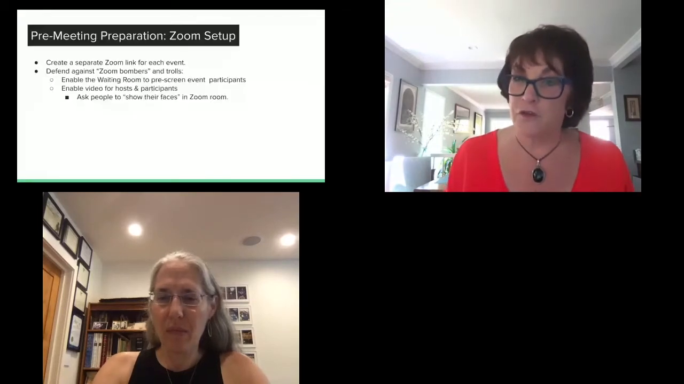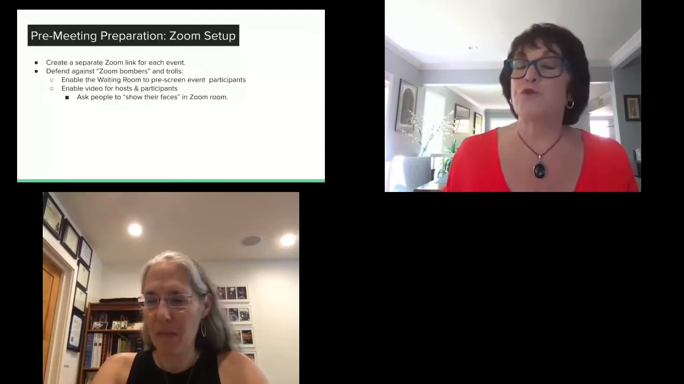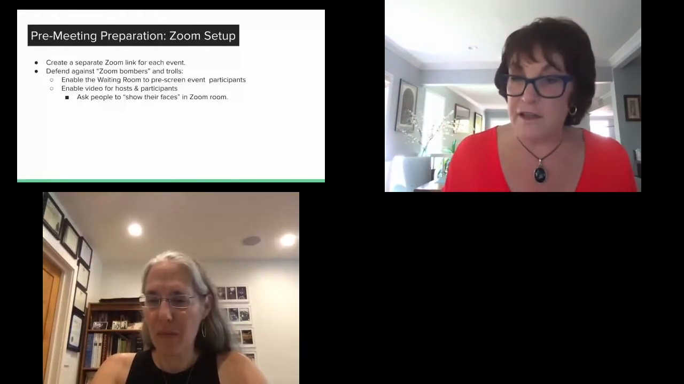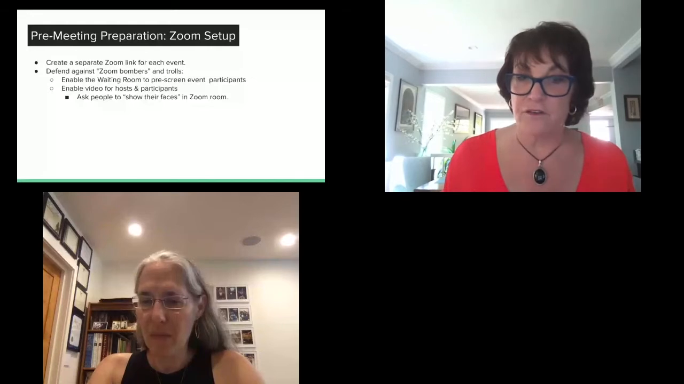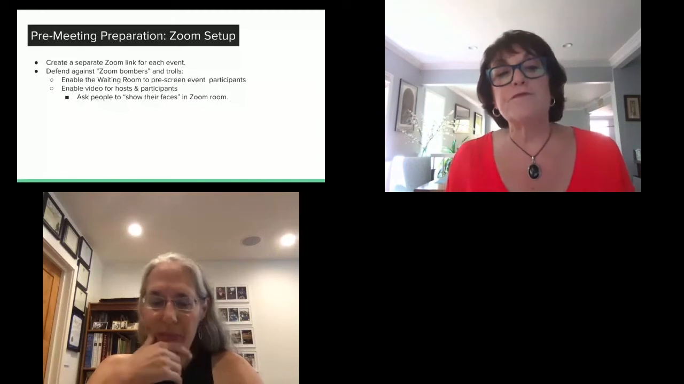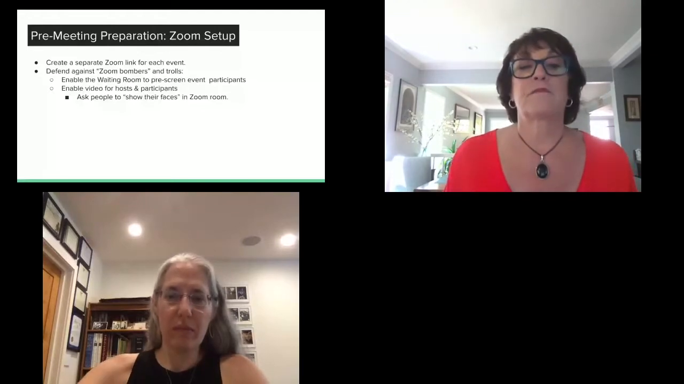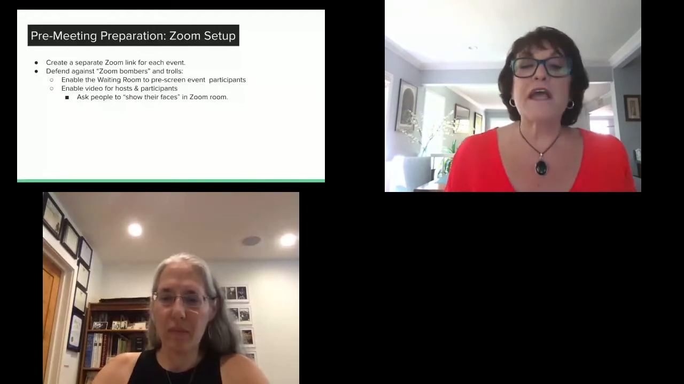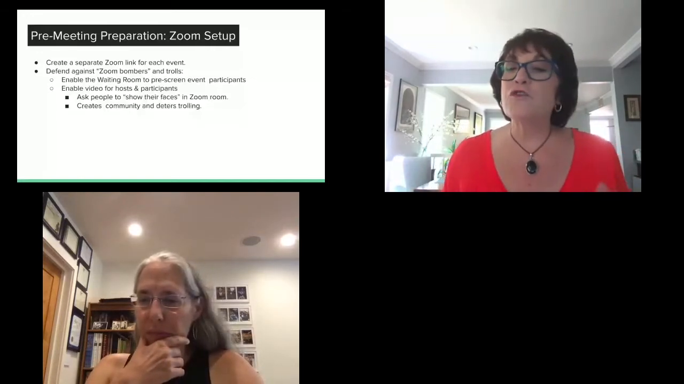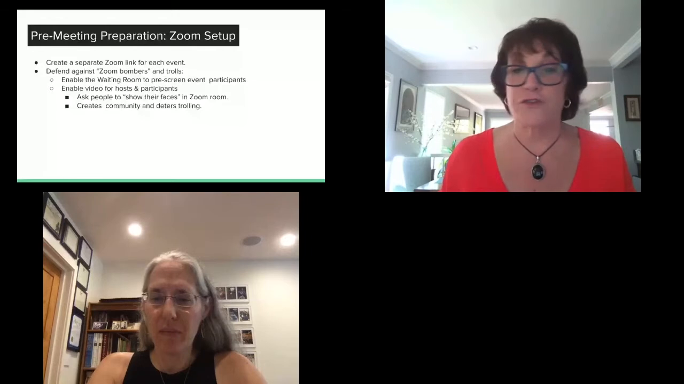And there's various ways to do that in Zoom. You can enable the waiting room so that all people who sign on with the Zoom link are sent to the waiting room first. You can pre-screen them and then admit them into the event. When you're setting it up, you should enable video for the hosts and for participants. Once they're there, you want to ask people to show their face, turn on their video in the Zoom room. Not only does that create more of a community, it also deters trolling, because trolls never want to show their face.